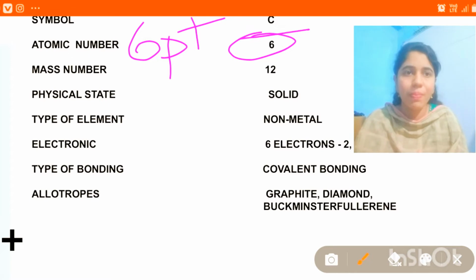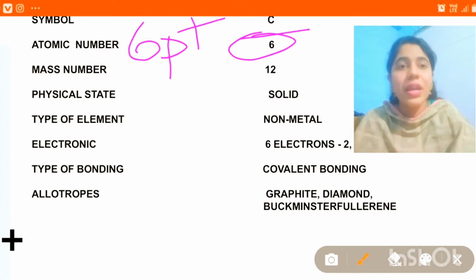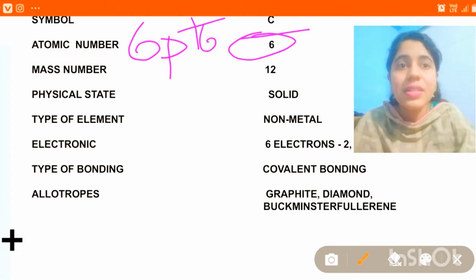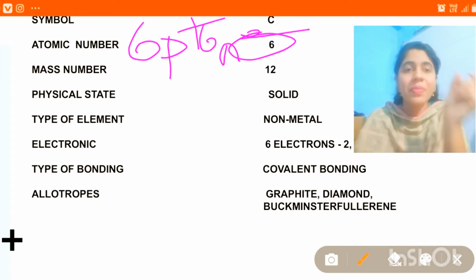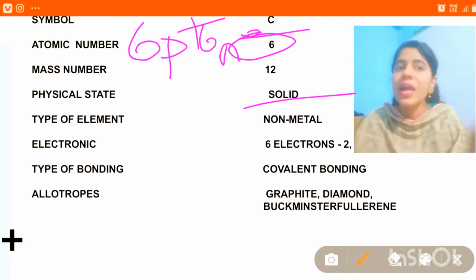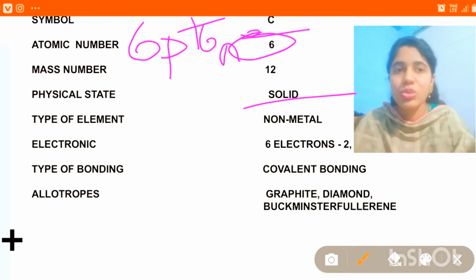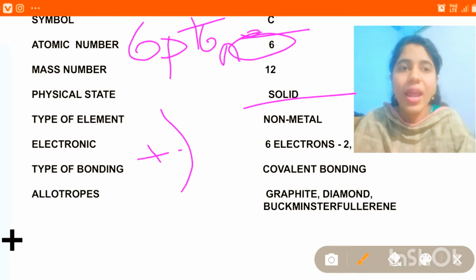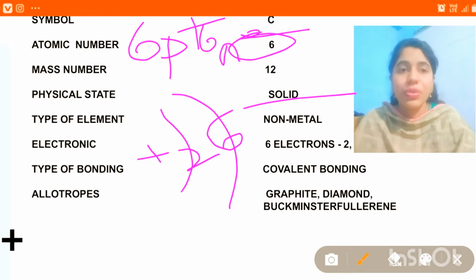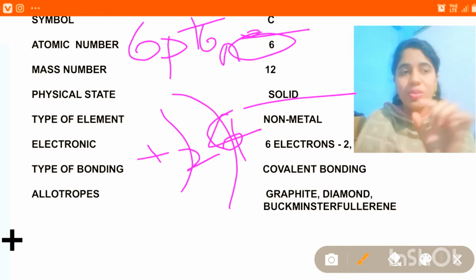When it comes to mass number, we have 6 protons plus 6 neutrons, 6 plus 6, which gives 12. The 6 protons plus 6 neutrons form the mass number. Physical state is solid and its type of element is non-metal. Electronic configuration: in the first shell it has 2 electrons, and in the second shell it has 4 electrons. 4 plus 2 is 6.